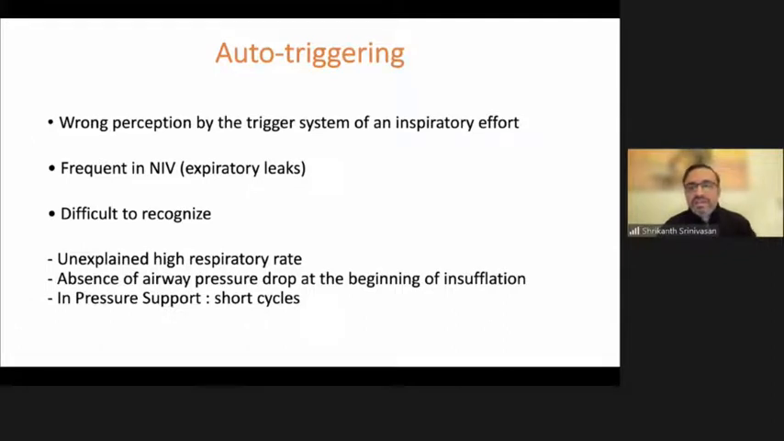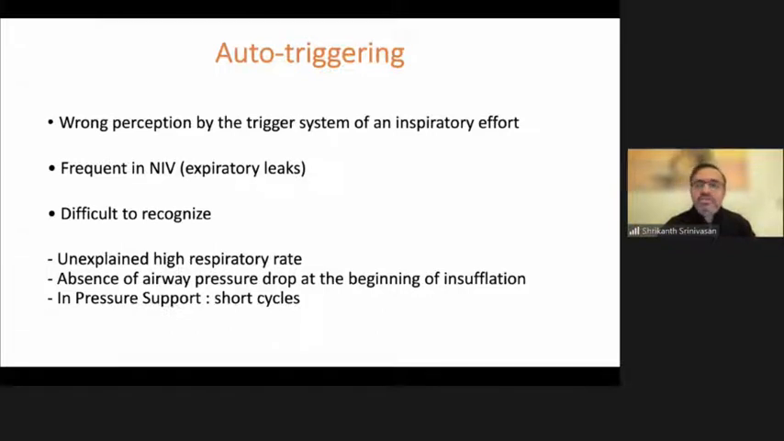And how do we recognize it? When there's an unexplained high respiratory rate, we have set a respiratory rate of 12, the patient is triggering at 40, there has to be some reason for it. Absence of airway pressure drop at the beginning of insufflation, the negative spike which comes before the pressure waveform starts, is not there. So these are just rapid breaths without any negative deflection. That can also give an idea that this is probably just an auto-triggered breath. There was no patient effort involved.